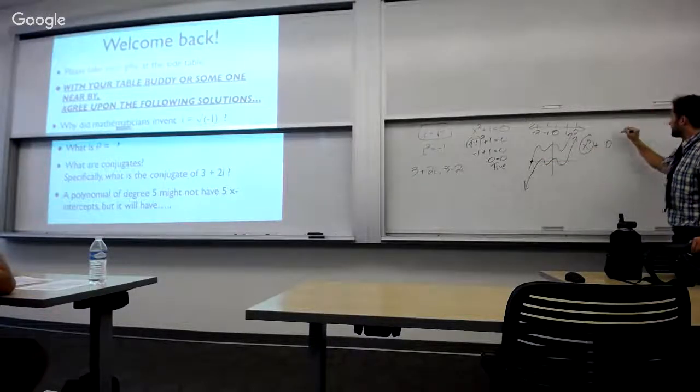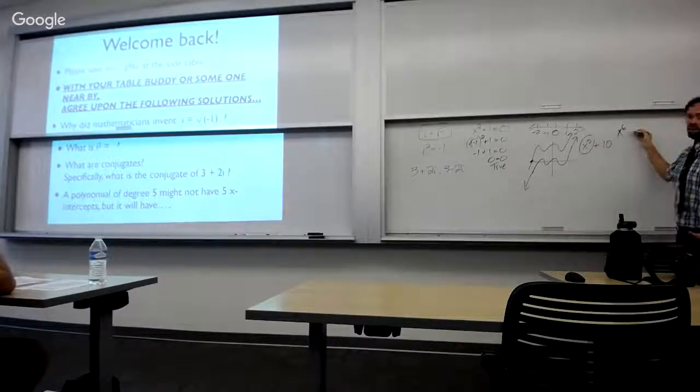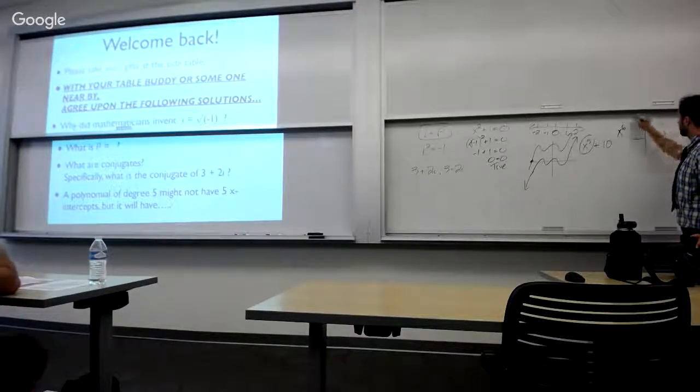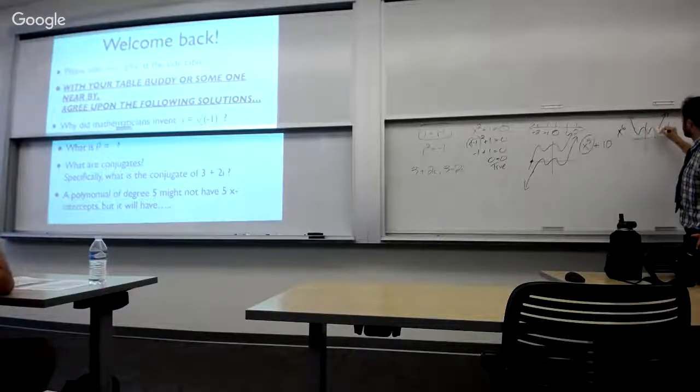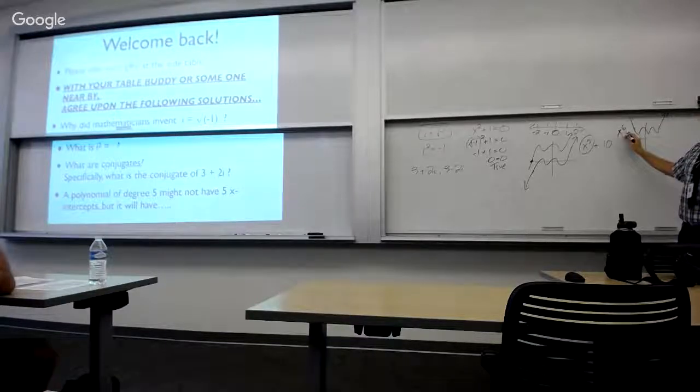Or in fact, if it's an x to the 6th power, you think, oh, I have 6 x-intercepts? Not necessarily. You could have none, because an x to the 6th would have an end behavior that looks like this. All the wiggles could take place above the x-axis. So you could have none. The power, the degree, is just the maximum number of x-intercepts.